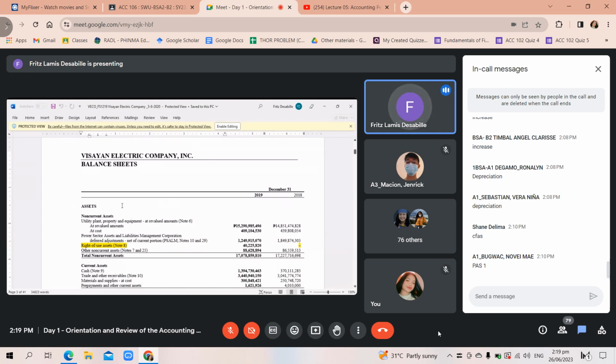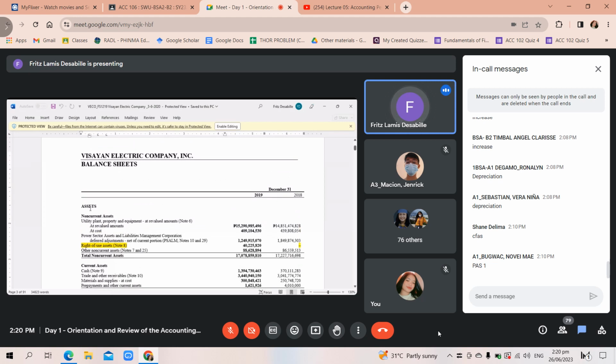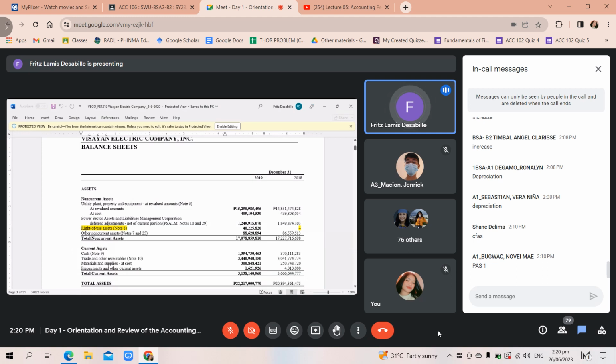So, another trivia, guys. Not all the time does cash come first. The order in your balance sheet is from the most liquid asset to the non-liquid asset. But here, PPE is presented first, because PPE is more important than cash for this company. The basis for presentation would be relevance.